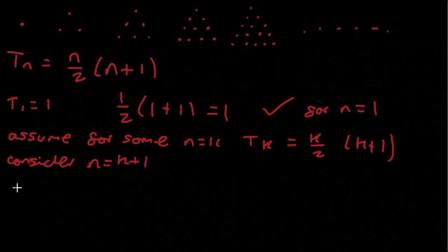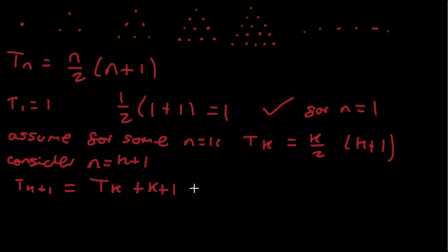So we know that Tk plus 1 is equal to Tk plus one more term, and that term is k plus 1. You see, on the first term we add in 1, on the second term we're adding 2, on the third term we're adding 3, so plus k plus 1.